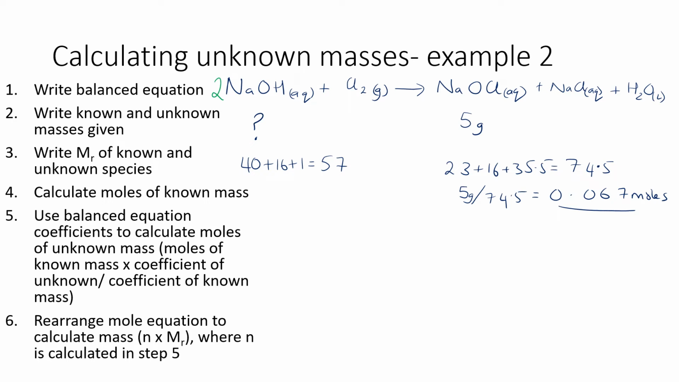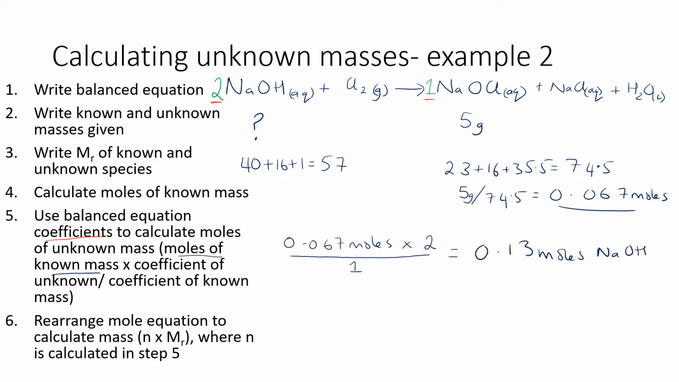I then use my equation, so I look at the coefficients of my unknown and my known, and I put them into the equation so that I've got the number of moles of my known mass, which is 0.067, and I'm going to multiply that by the coefficient of my unknown, which is 2 for sodium hydroxide, and then I'm going to divide that by 1, which is the coefficient of the bleach.